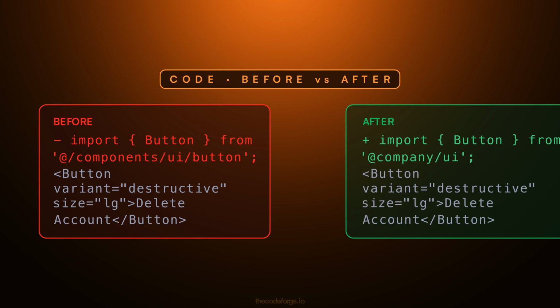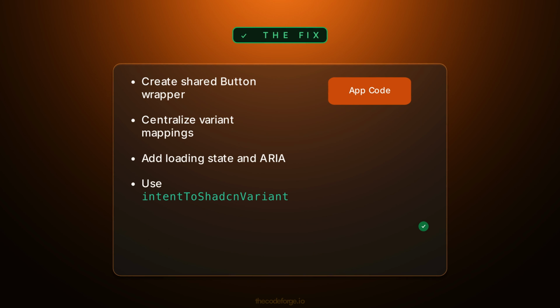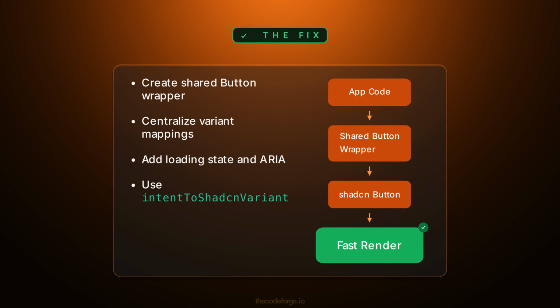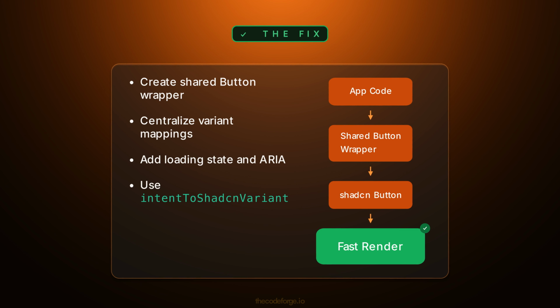Each team ran npx shadcn@latest add button independently, customizing in isolation without a shared wrapper, leading to inconsistent design tokens and accessibility standards. The fix was to create a shared button wrapper that maps intent to Shadcn's variant. This centralized common logic, reduced re-render overhead, and restored performance. The same wrapper also enforced accessibility defaults.